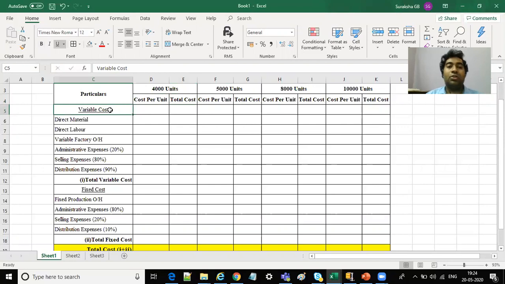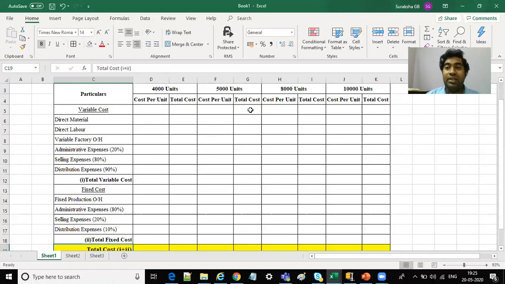Variable cost in the problem includes material, labor, variable factory overhead, administration expenses, selling expenses, and the distribution expenses. If you find the total of all these things, then you will get the total variable cost. Then the second component is the fixed cost: fixed production overhead, administrative expenses, selling expenses, and the distribution expenses. Summing up all these four items, you will get the total fixed cost. When you find the total variable cost and the total fixed cost, then you will get the total cost. So we will start the problem now.